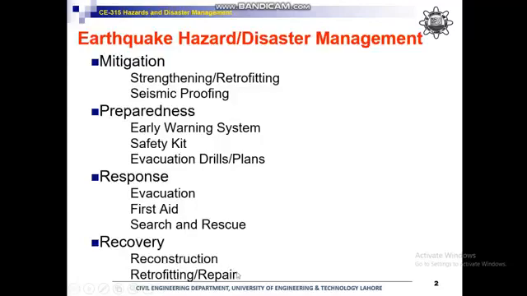And then the recovery, that is basically considering these mitigation measures. So if you have any questions related to this topic, you can ask in the comments, or as separate emails.